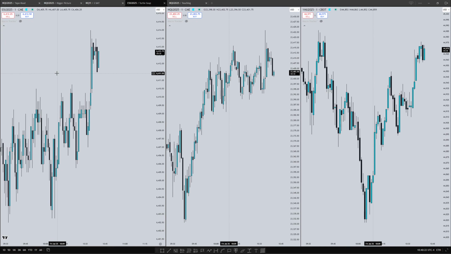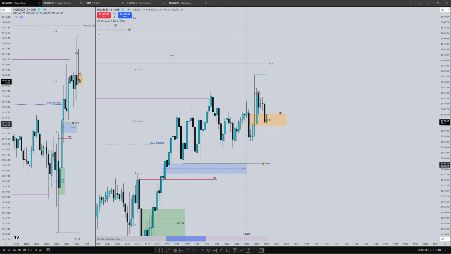ES and YM are finally both pumping up. There's not much in this. ES looks a bit healthier. That's what I want to see on NASDAQ, rather.